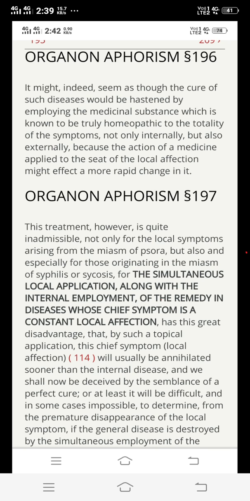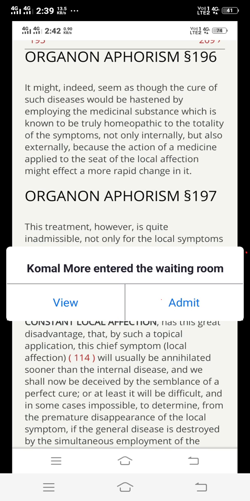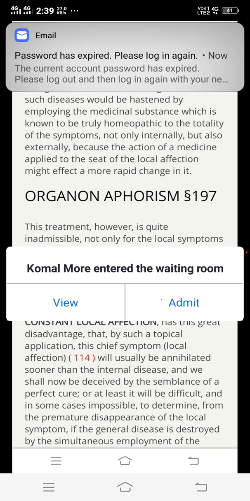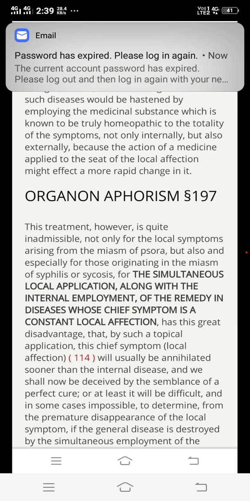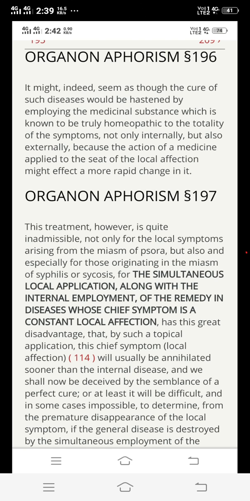Then aphorism number 194 is regarding the use of external application in local maladies. So in this, the external application on the affected parts, both in acute as well as in chronic local diseases, when they are not caused by external violence, is not at all admitted, but treatment of such diseases should always be done with internal dynamic homeopathic remedies, which get indicated on the basis of symptom similarity from the general class of proved medicines.